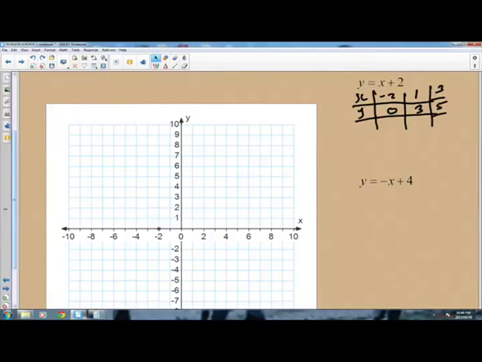And then the second point is 1, 3. 1, 3 is 1 along the x-axis, 3 along the y-axis. So this is the point 1, 3. And then the next point is 3, 5. The next point is 3, 5. 3 is here, and then 5 is here. This is the point 3, 5.